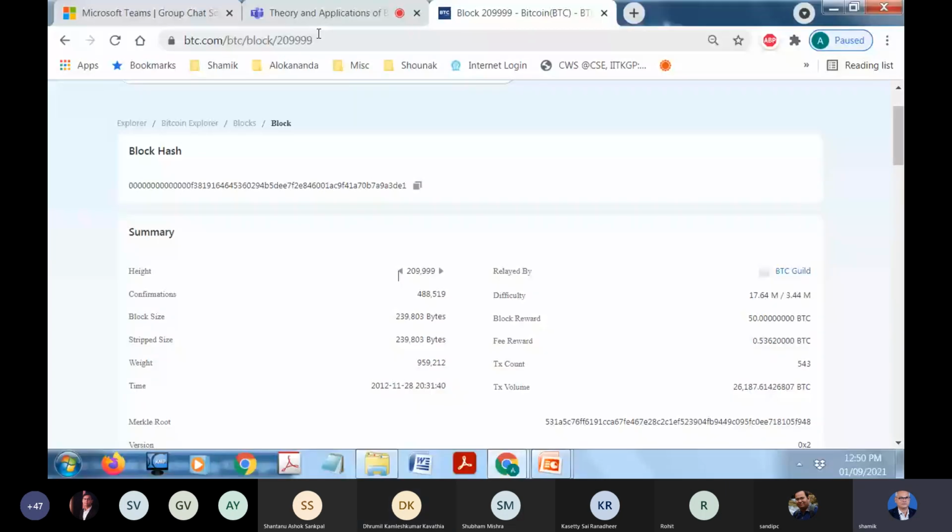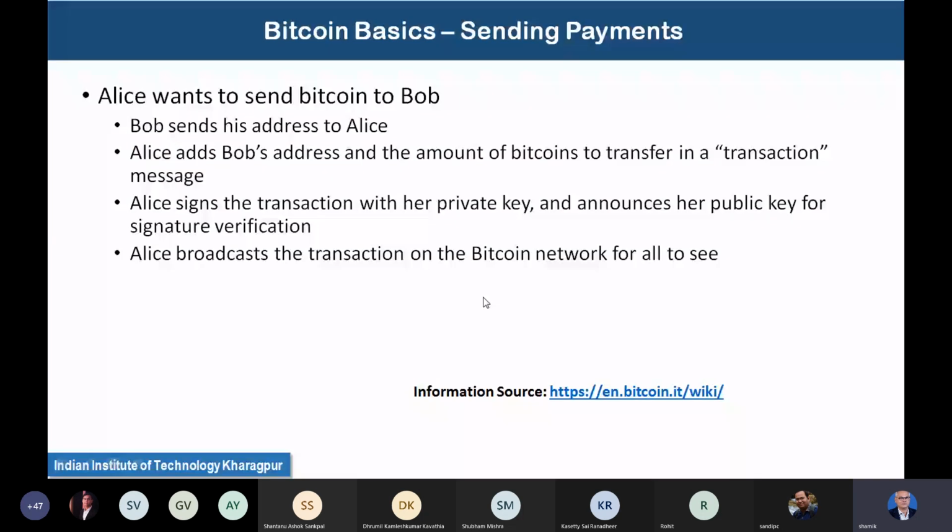So now let us see what about sending the payment. We have seen that if Alice wants to send Bitcoin to Bob, Bob first sends his address to Alice, actually the hash of that, and Alice adds Bob's address and the amount of Bitcoin to transfer in the transaction. Alice signs the transaction with a private key and announces a public key for signature verification. All of these can now be verified, and the broadcasting of the transaction is there in the network for all to see, which we have already discussed.